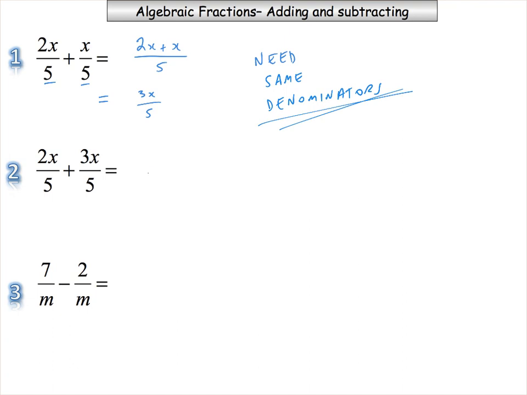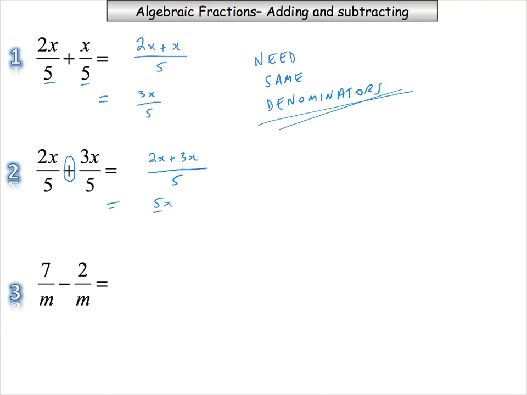Okay, so the next one, denominator will be the same, which is 5. And what do you think we are going to do with the 2x and the 3x? Now, if you said add them together, because we have the operation of plus, okay, adding, you are correct.